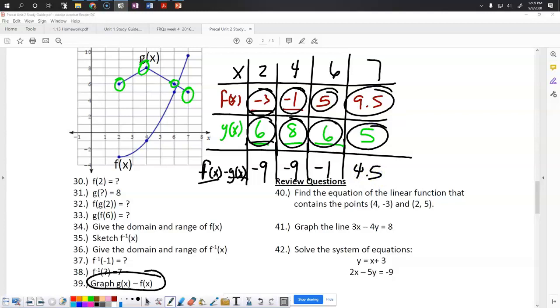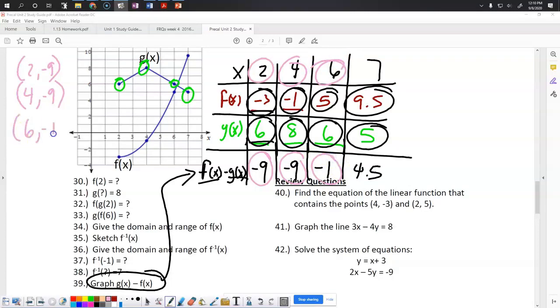So step 1 is to set up your table. Step 2 is to complete your table for the combination you're trying to do. The next thing I would do is turn these into points. So 2 and negative 9 are going to go together to make a point for me. 4 and negative 9 are going to go together to make another point. 6 and negative 1. 7 and 4.5. And we just plot those 4 points and connect them.